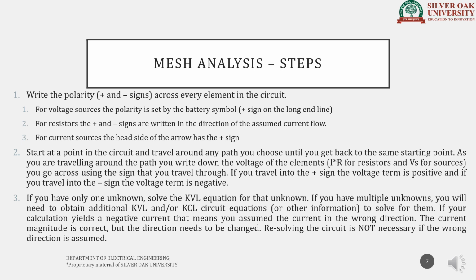If you have multiple unknowns, you will need to obtain additional KVL and/or KCL circuit equations or other information to solve for them. If your calculation yields a negative current, that means you assumed the current in the wrong direction. The current magnitude is correct, but the direction needs to be changed. Resolving the circuit is not necessary if the wrong direction is assumed.